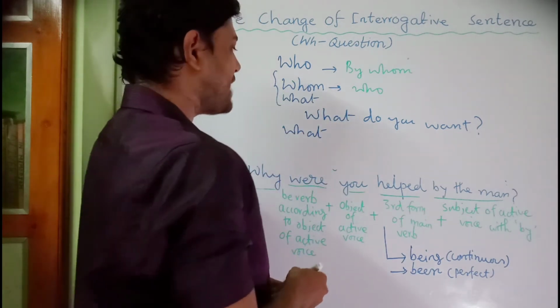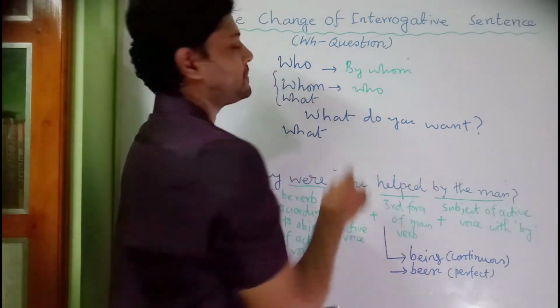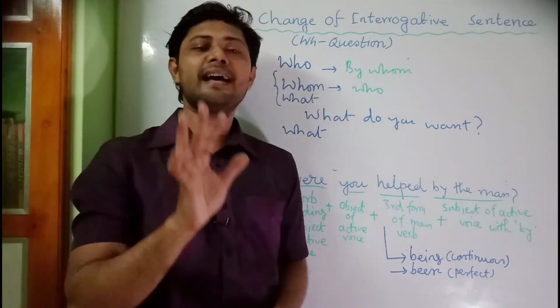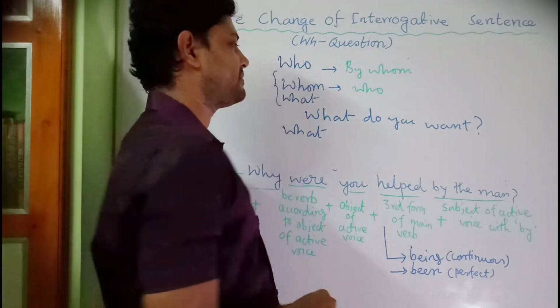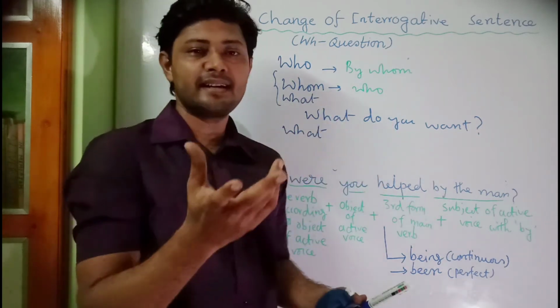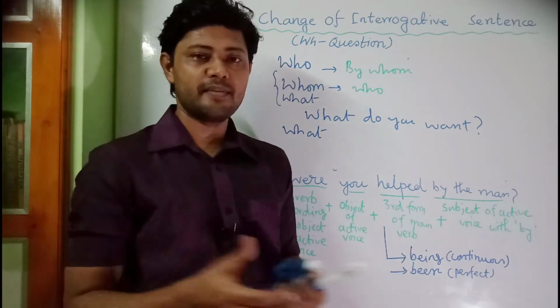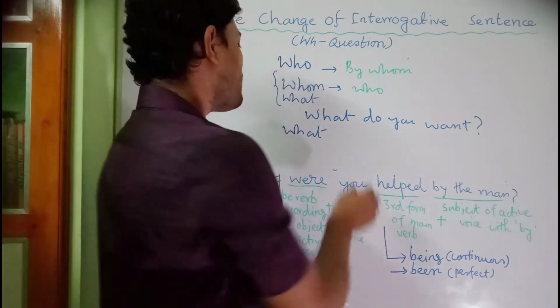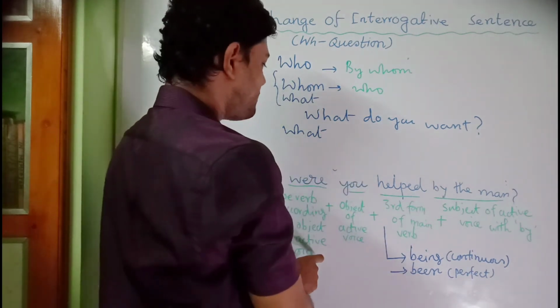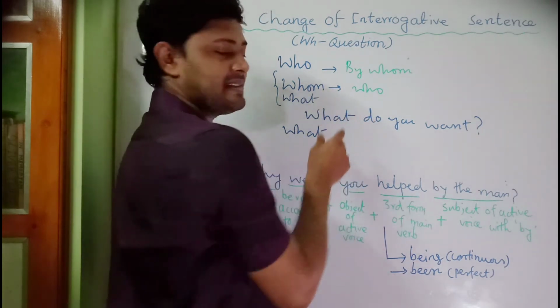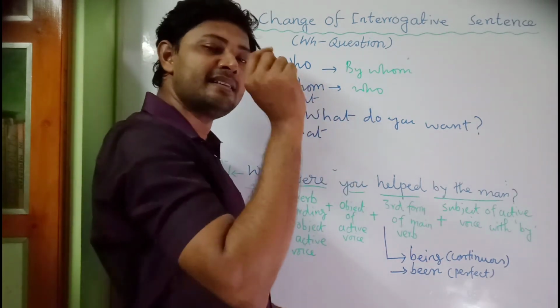After that, try to understand who is the object here. What do you want? It is not mentioned here. What you want is not mentioned here, so no object here. Okay, so you have to write here the be verb according to the tense, and in singular form.